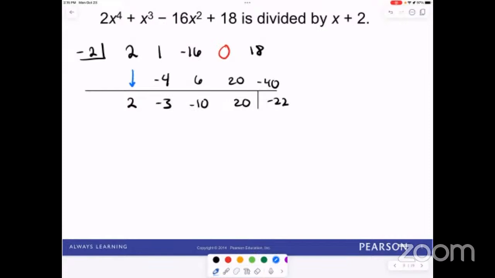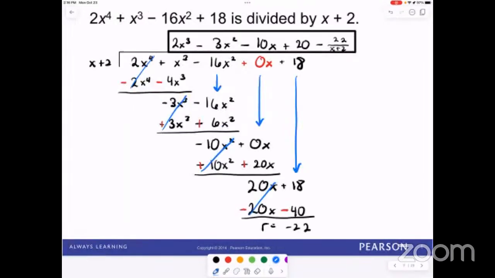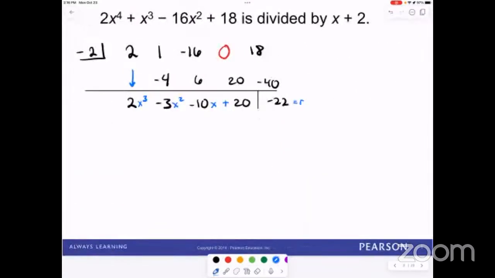So we started with degree 4, so this is now a degree 3 polynomial, 2x cubed minus 3x squared minus 10x plus 20. And again, this is our remainder over here. All right, so I think we got the same result: 2x cubed minus 3x squared minus 10x plus 20, and a remainder of negative 22, right? So clearly, synthetic division is easier and faster, but we don't always have the luxury of using it. We can only use synthetic division when we're dividing by a linear binomial.